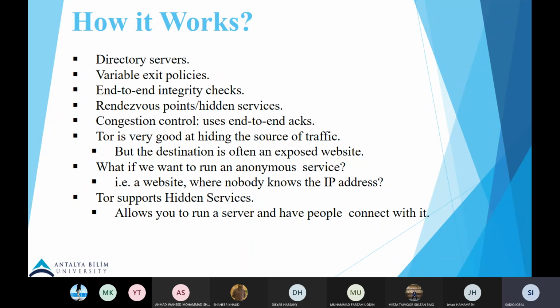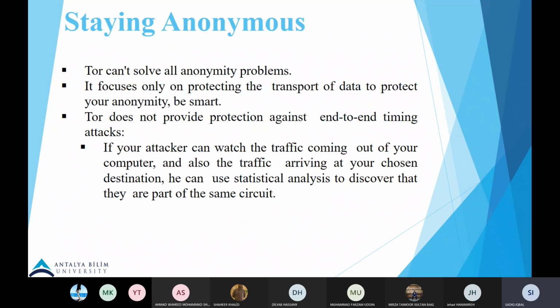This is a very ambitious project because even if you have the resources and the knowledge, you still need to be very daring and very careful when you set up this whole process, whole infrastructure. TOR supports hidden services that allow you to run a server and have people connect with it, and you have to be very technical and very careful when a person is trying to use TOR and provide hidden services.